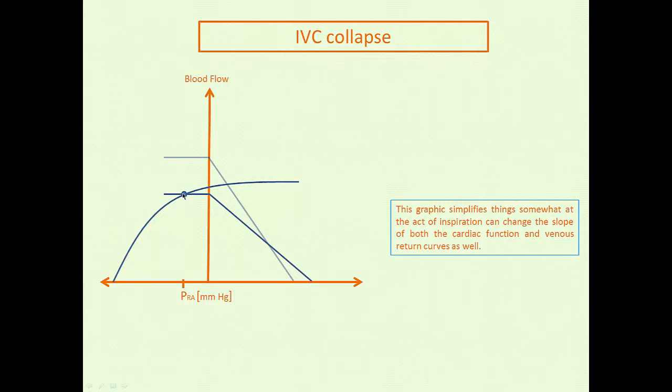You can actually see collapse of the IVC in this situation, but again, this is your starting point. This patient is not going to be terribly volume responsive. They may be euvolemic, and then they make an exaggerated inspiratory effort. You'll see IVC collapse, but it doesn't tell you about their volume status or whether or not they're volume responsive.